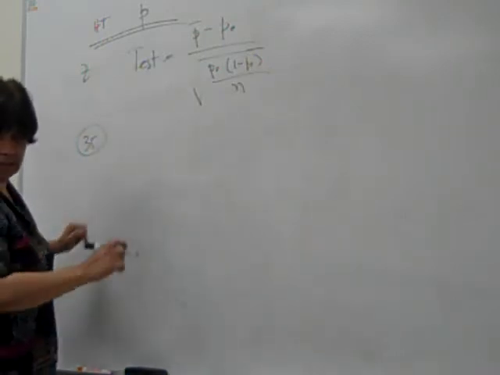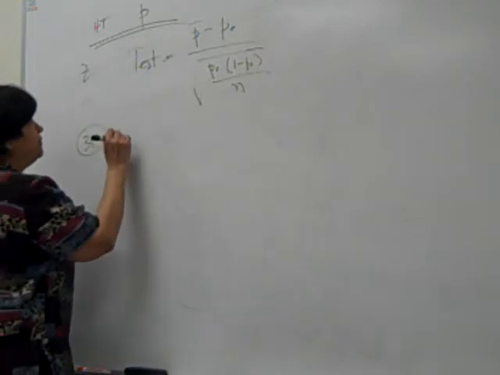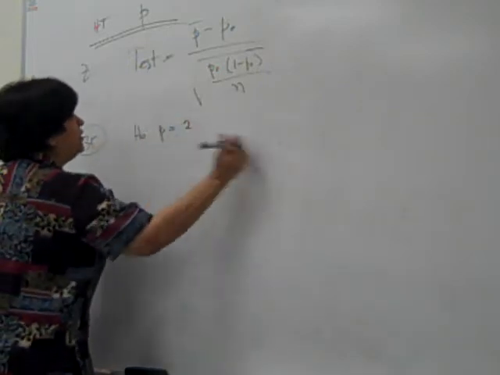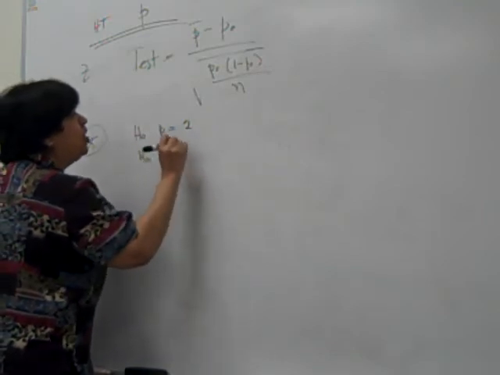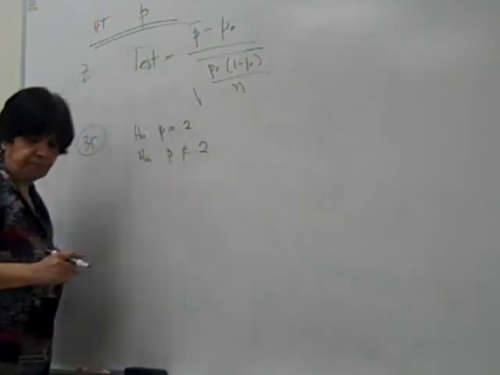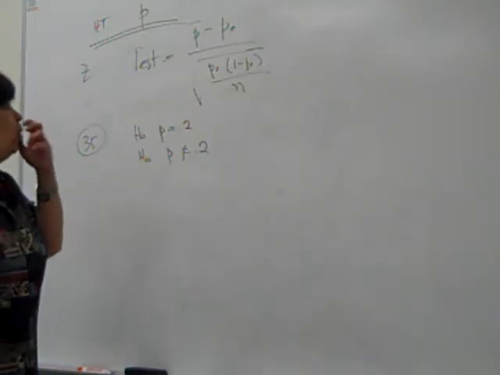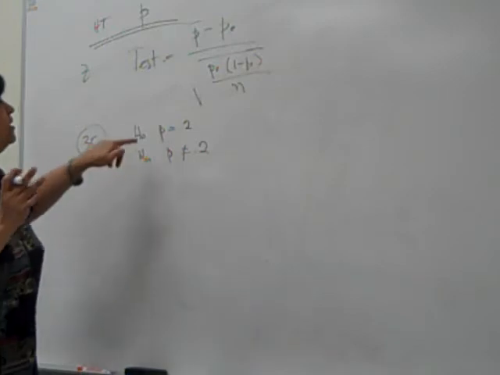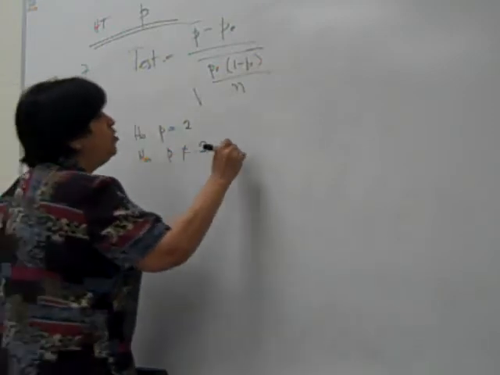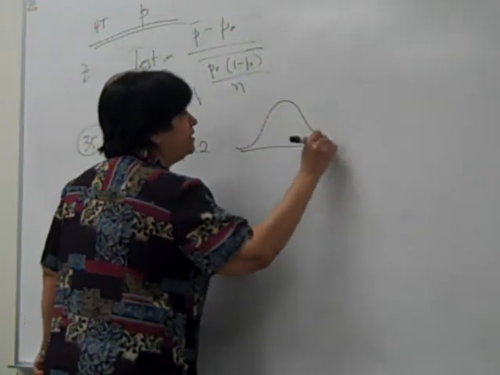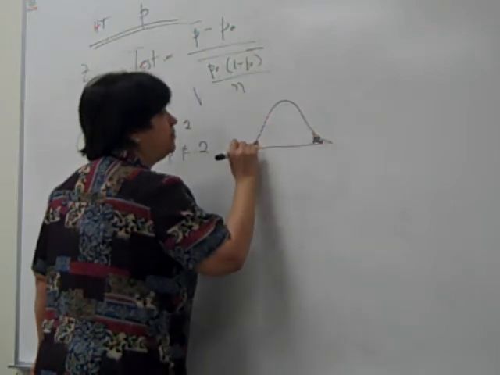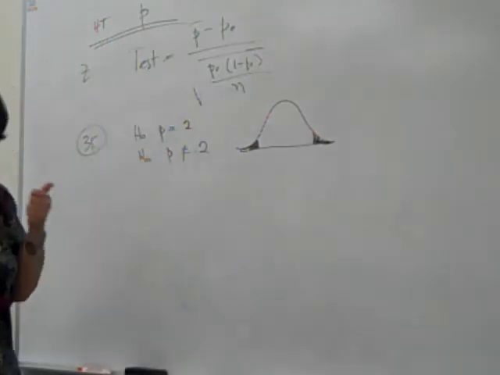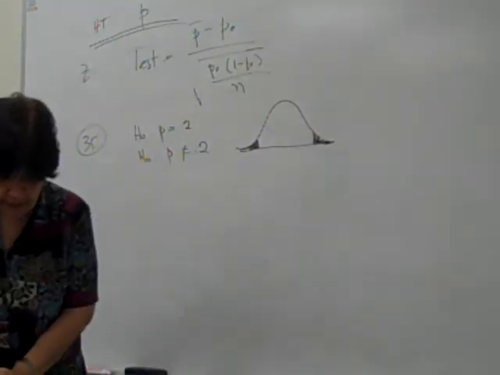We have the hypothesis, the null, P is equal to 0.2, against the alternative that P is not equal to 0.2. Okay, now what type of test is this? Is it a one-tailed or a two-tailed test? Since we have equal and not equal, we do have a two-tailed test. That's the first thing that we need to know.